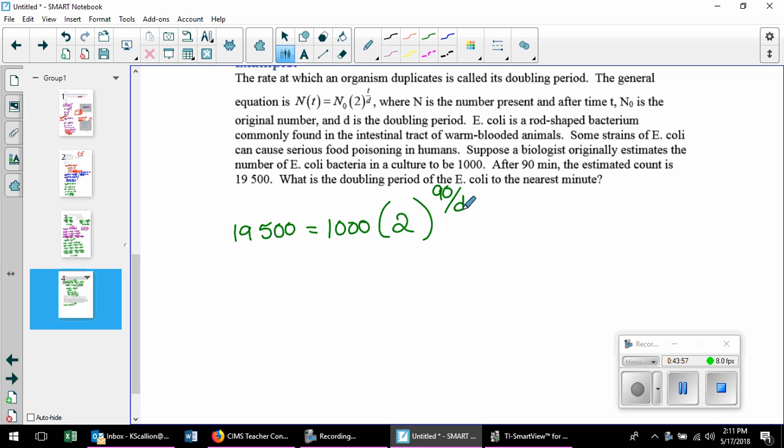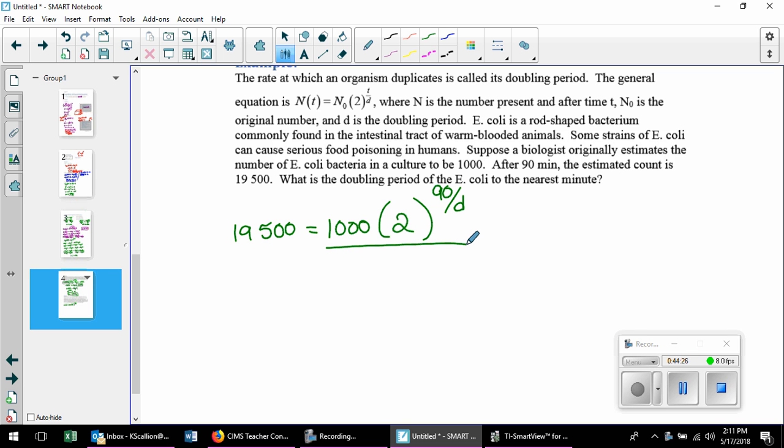Is there any logs anywhere in here? No. And I'm trying to solve for D. So you can anticipate this is one where you're going to log both sides. Okay? Not yet. What am I going to do? I need to get the base and the exponent by themselves. I need to isolate the power.